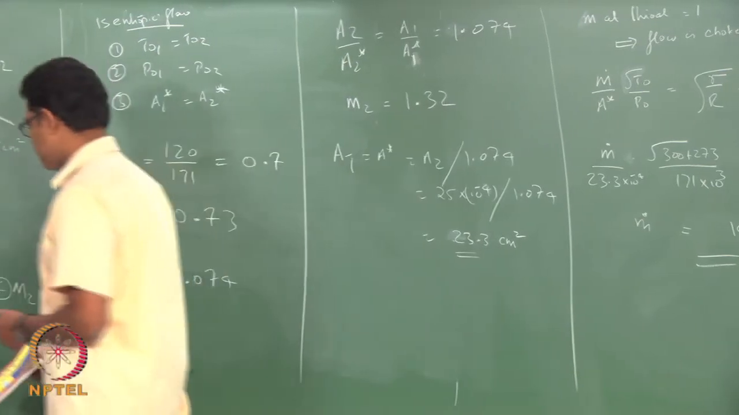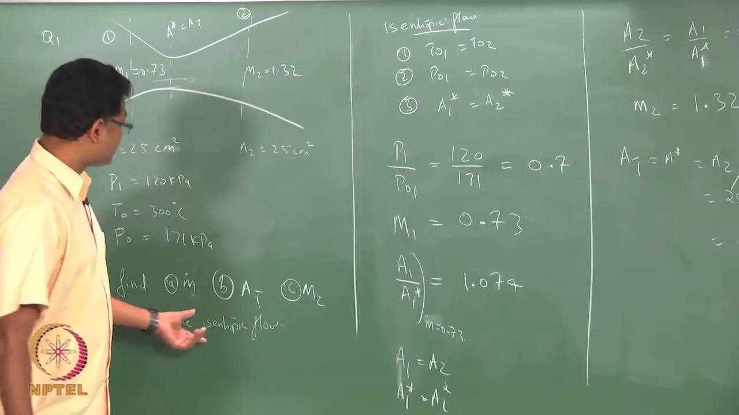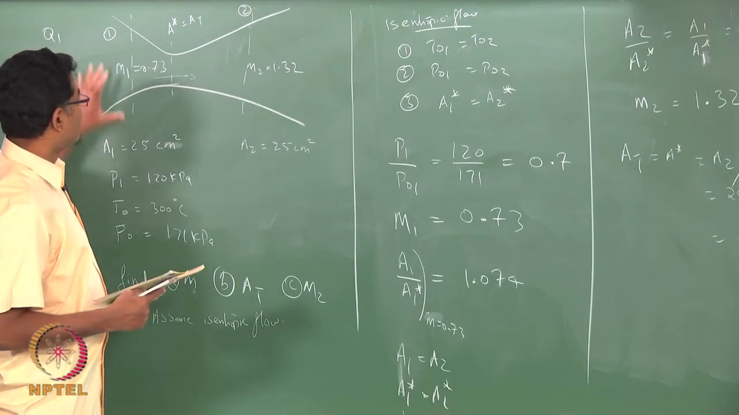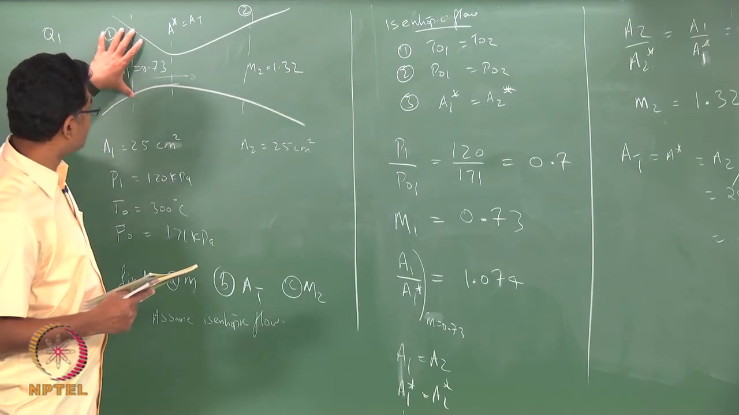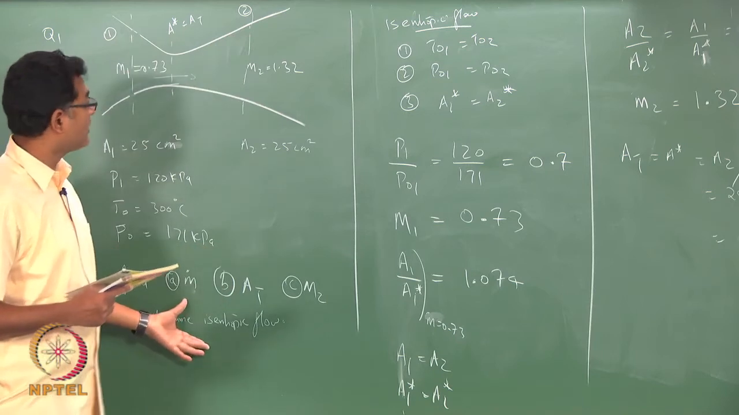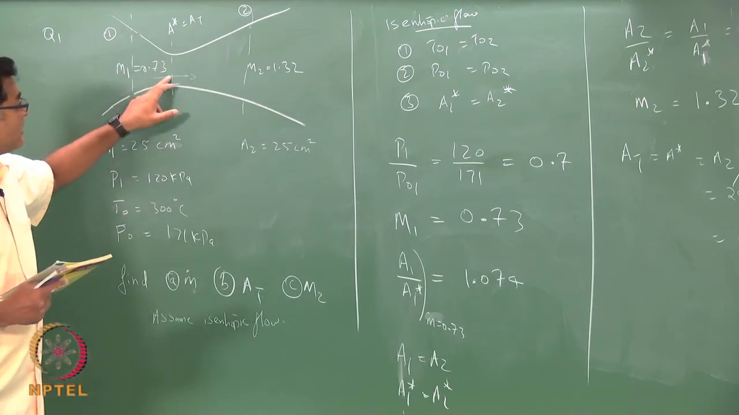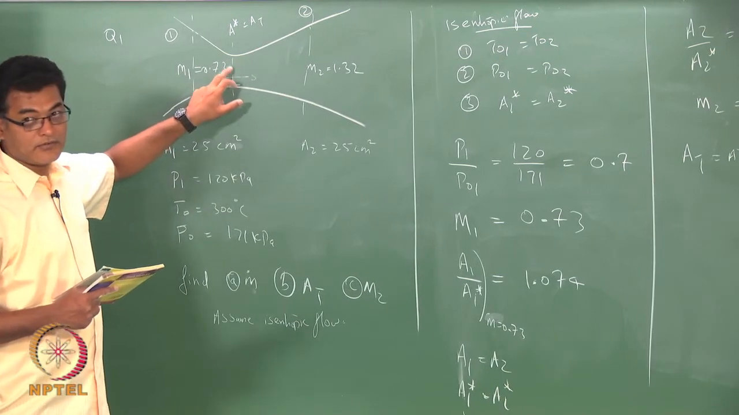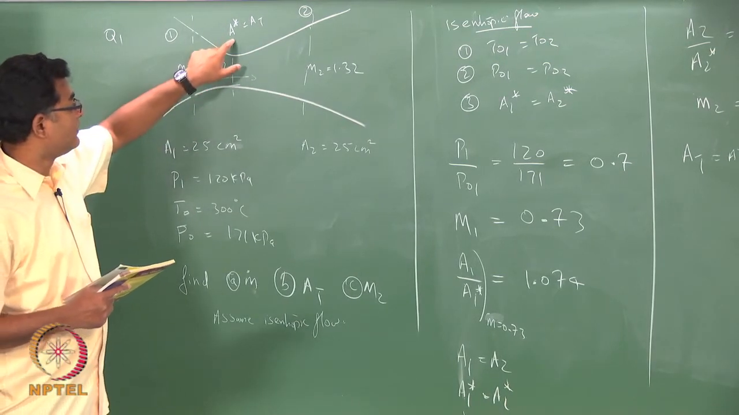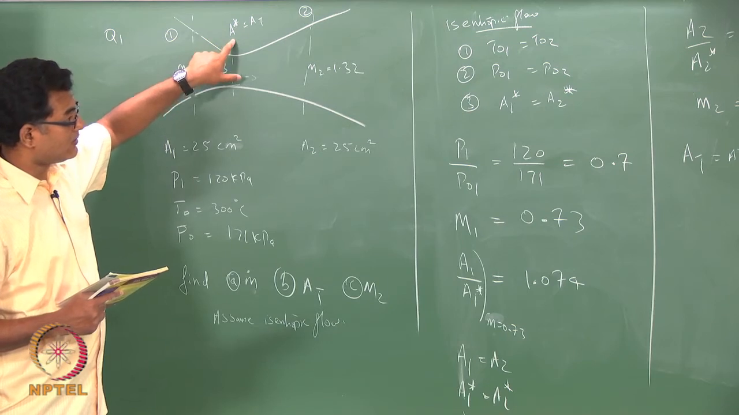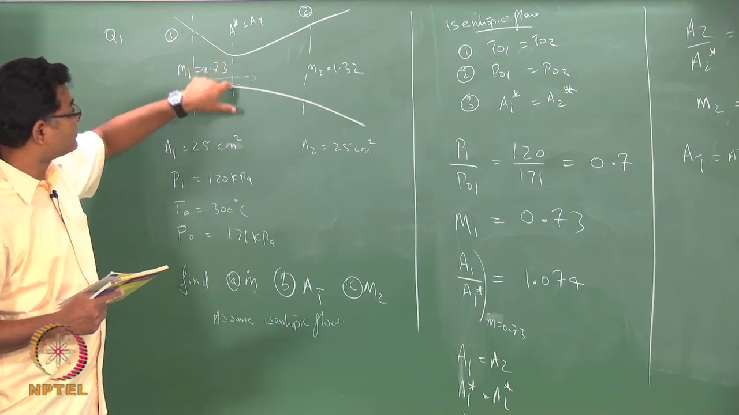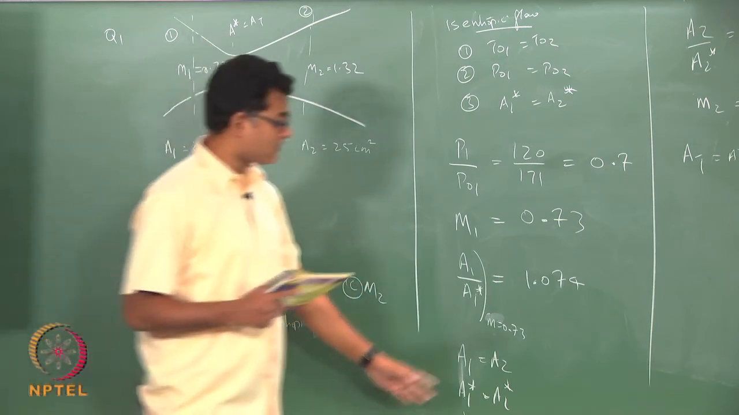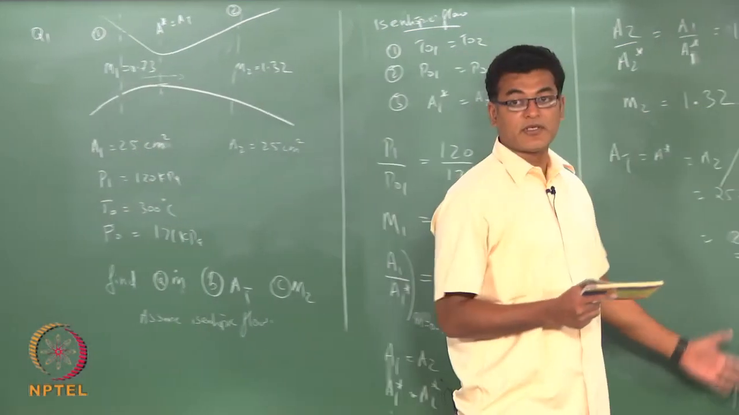So, this is all because the flow is assumed to be isentropic. Somewhere between station 1 and 2 the flow is isentropic, and somewhere the Mach number reaches 1, which happens at the throat. Since Mach number equals 1, the A star is your A throat. So, we have computed our A throat and then obtained this particular relation.